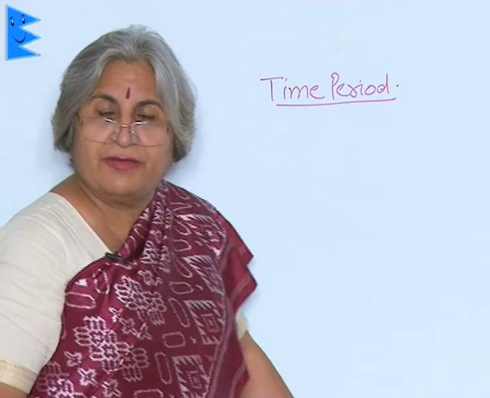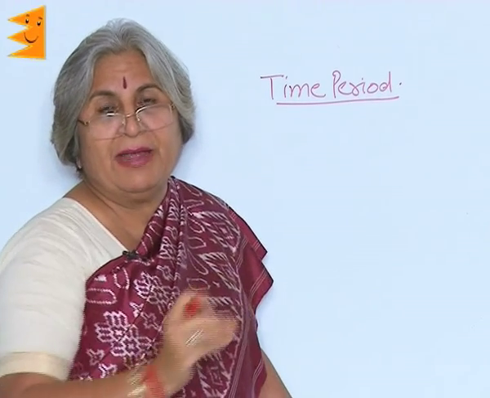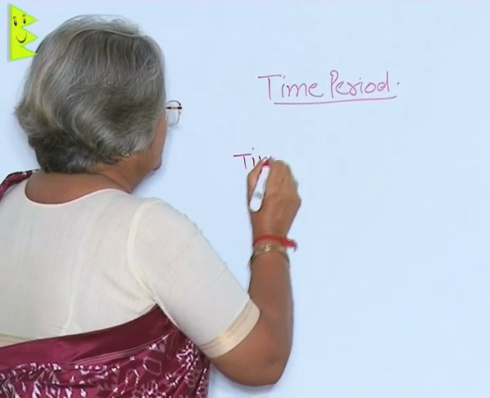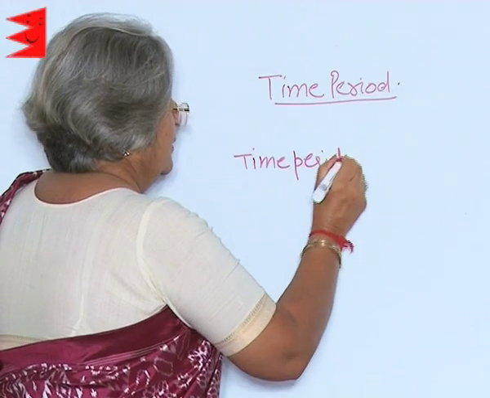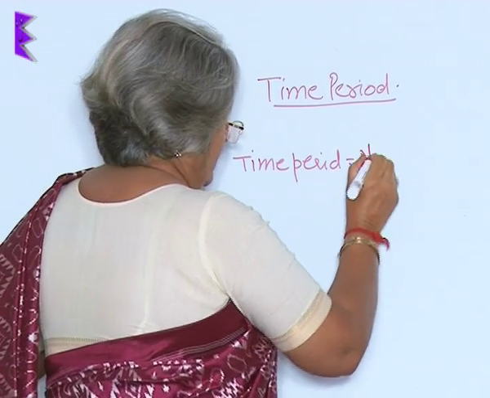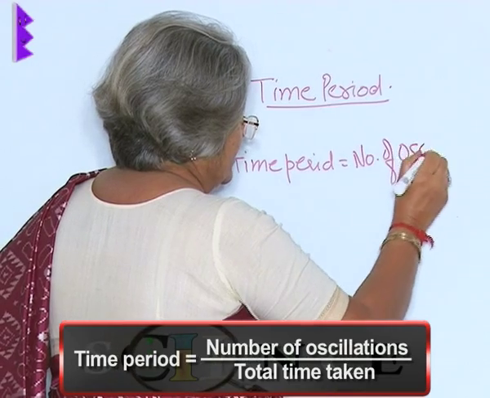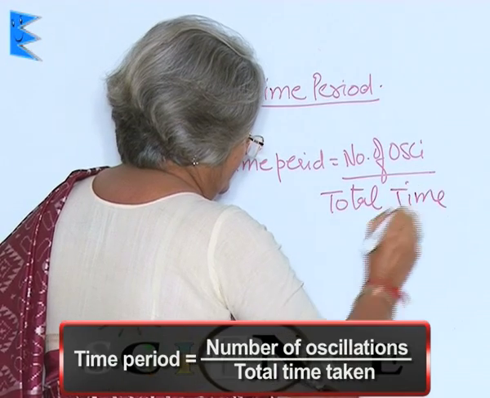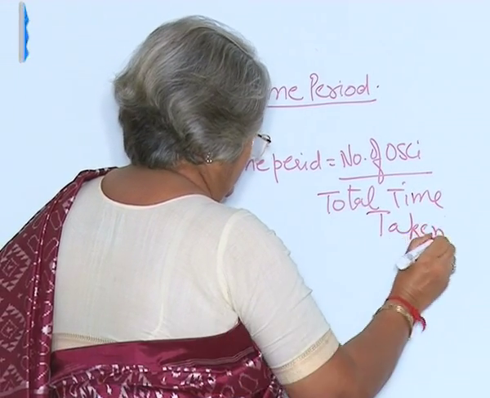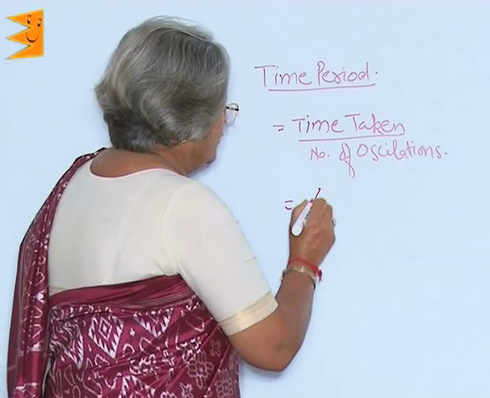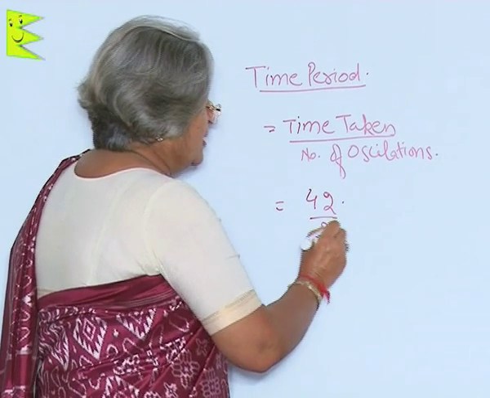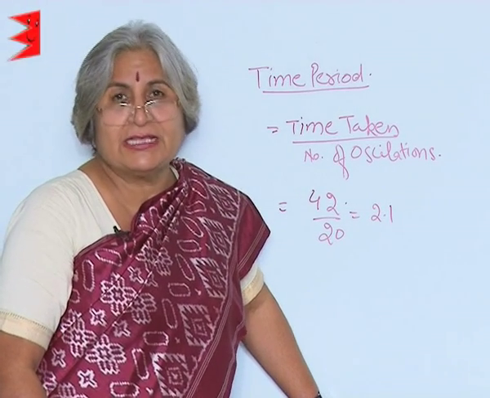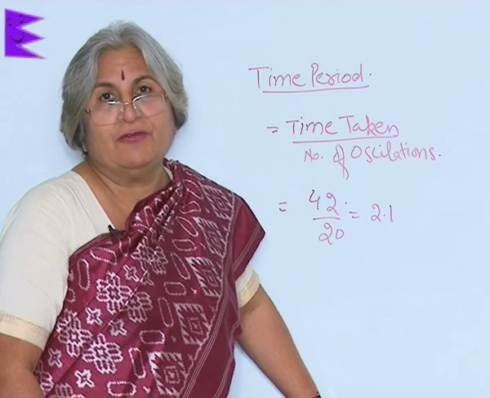So, you can make your observations and say move the pendulum 20 times, and the time period will be equal to the total time taken divided by the number of oscillations. If time taken is 42 seconds for 20 oscillations, then the time period would be 2.1 seconds, right. So, this is how we can calculate the time period for a particular pendulum.